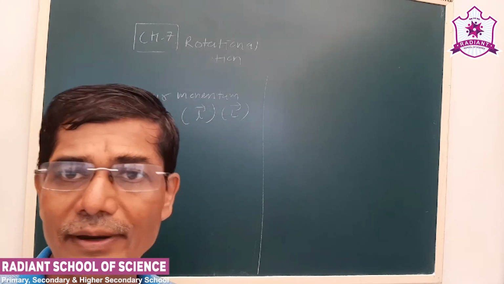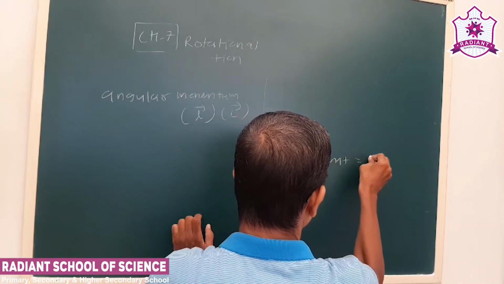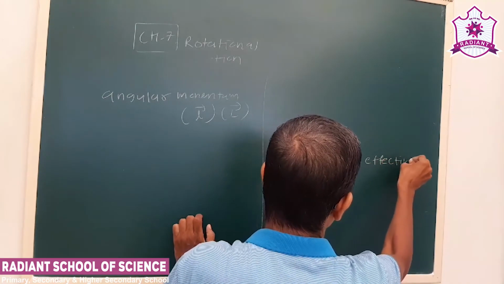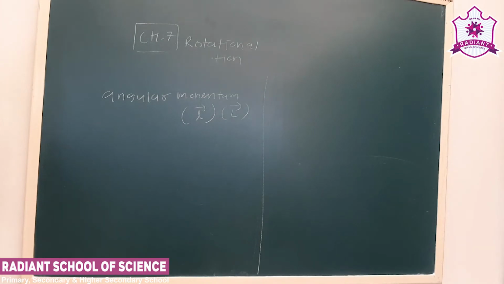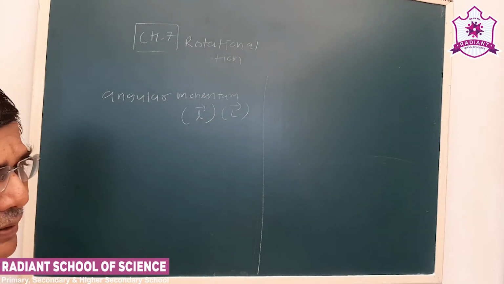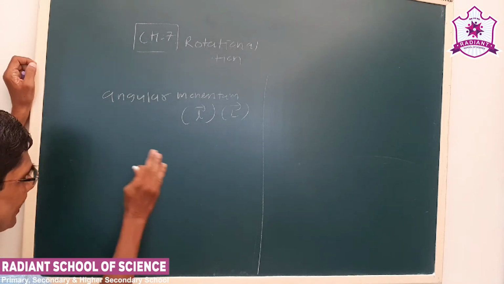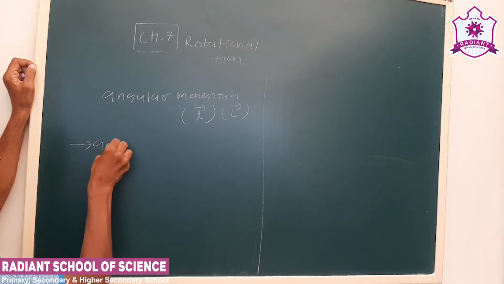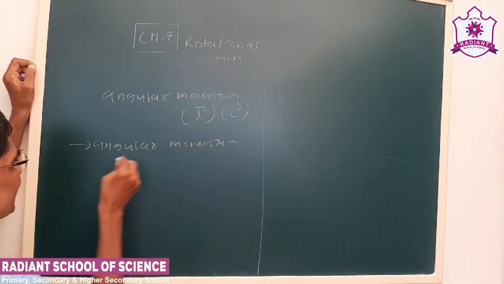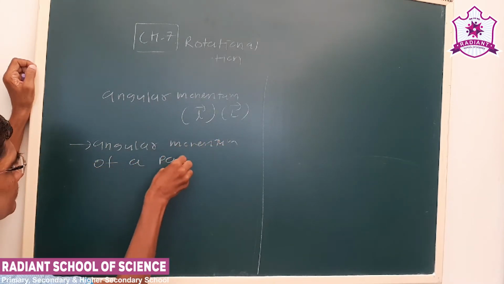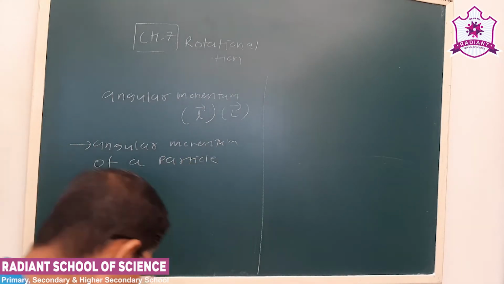Now torque is called moment of the force. The word moment is nothing but effectiveness. In many books it is mentioned like this. So torque is the moment of the force about the origin. Similarly, angular momentum is the moment of the linear momentum. Now we start with the angular momentum of a particle.